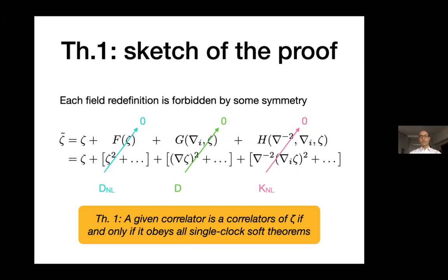So now if I give you a correlator, you don't have to ask me what the correlator is of. You can just check: does it obey the soft theorem? Yes, then it's a correlator of zeta. No, then it is not. So this defines what it is that we want to compute: the correlator of zeta as measured by cosmological surveys in single field inflation.